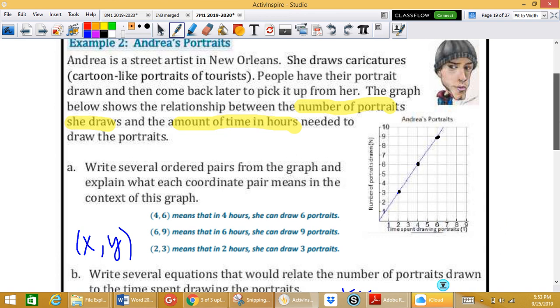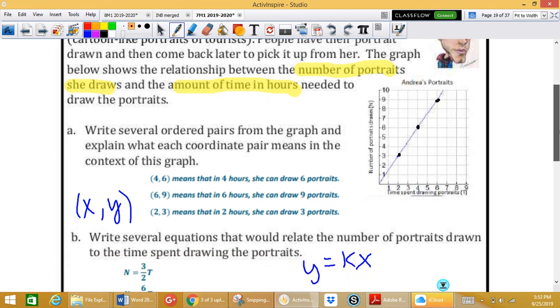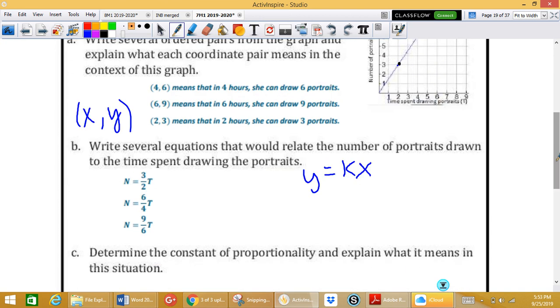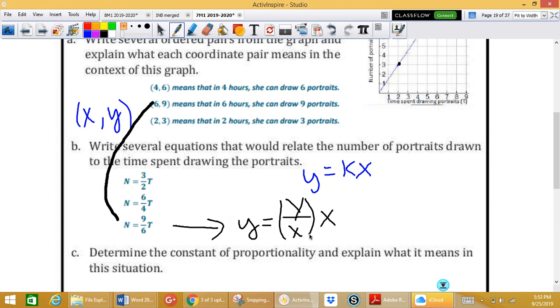Write several equations to relate the number of portraits drawn to the time spent. So if I'm just going to do my Y divided by my X, I can do it just like that. So it's really going to look like Y equals Y over X times X. So my Y over X, so I have Y equals 9 over 6X. If I divide this, I get 1.5. So Y equals 1.5X. If you notice, they're all the same thing.